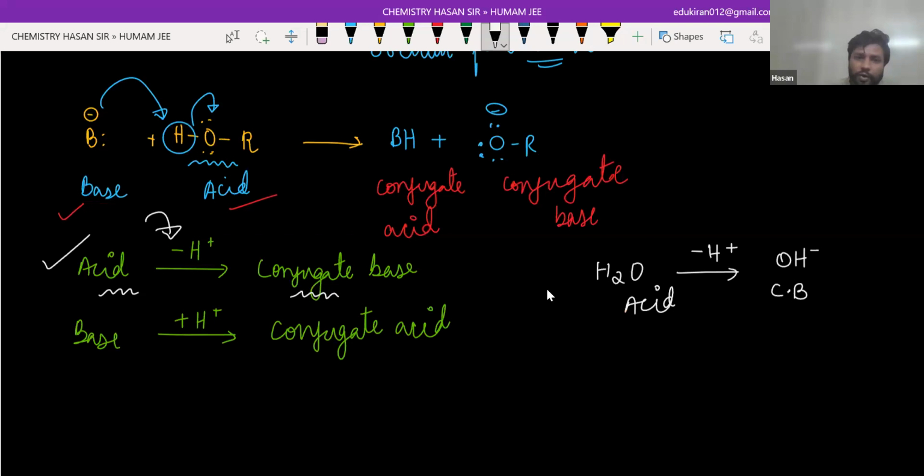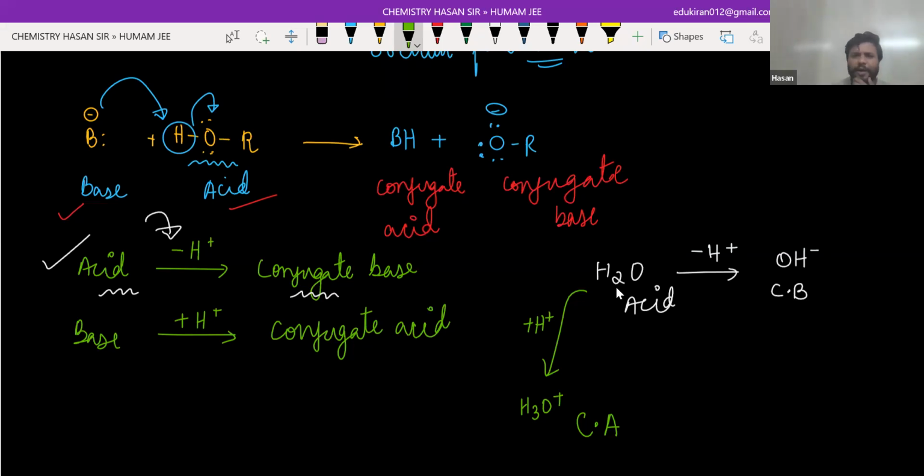And if someone tells you to write the conjugate acid of this, what is the conjugate acid? You are going to add H plus to this, and you will get H3O positive. So it's not necessary that every compound will have both conjugate acid and conjugate base. Water is acting as both. It can give both conjugate acid and conjugate base.